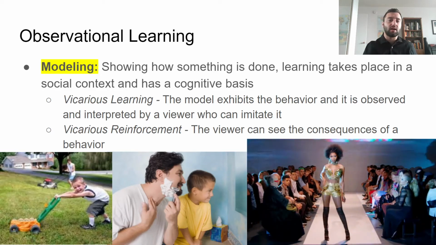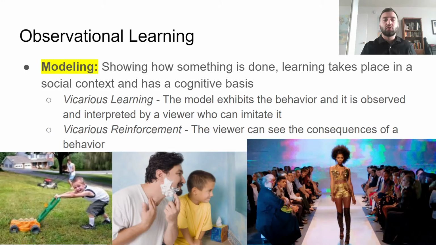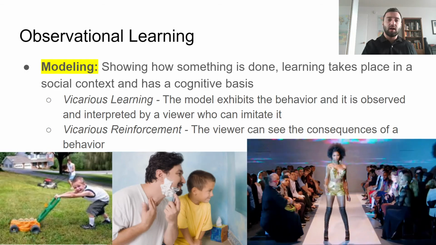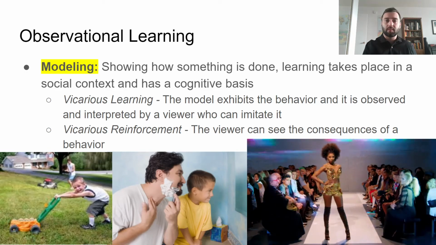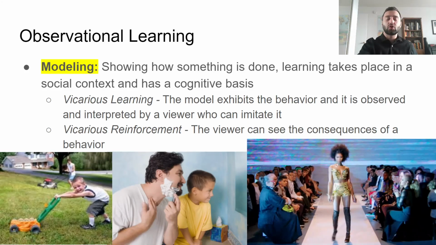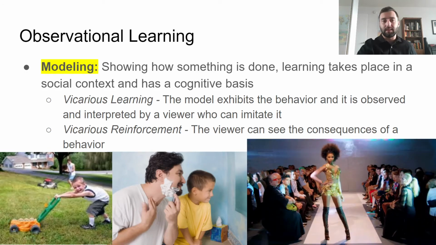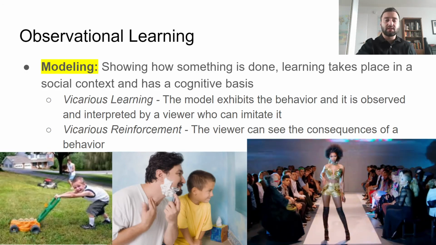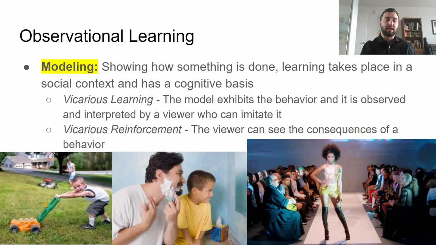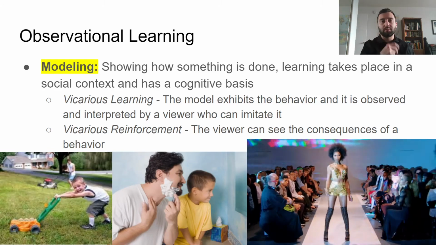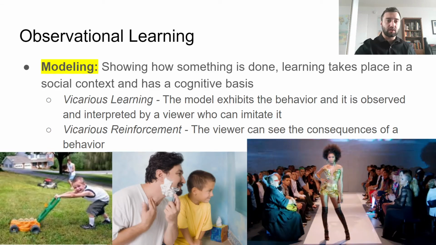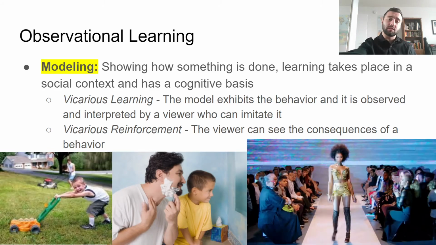Now, there are different types or different pieces that can be connected. For example, we can have what is called vicarious learning. Vicarious learning is using this model behavior, right? This model is exhibiting a behavior, and then it is observed and interpreted by a viewer who can then imitate it. Vicarious learning, very simple, is basically like I do something, and then you do it. Okay? That's basically it. So you watch me do something, and then you go and copy that thing. That is vicarious learning. I'm learning through the actions of this other person.